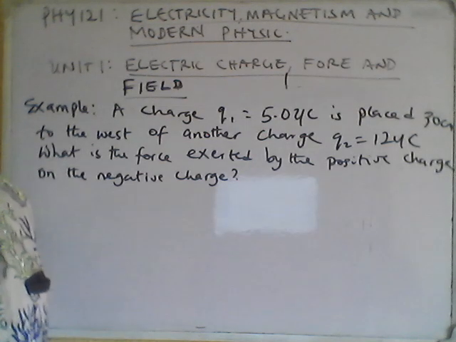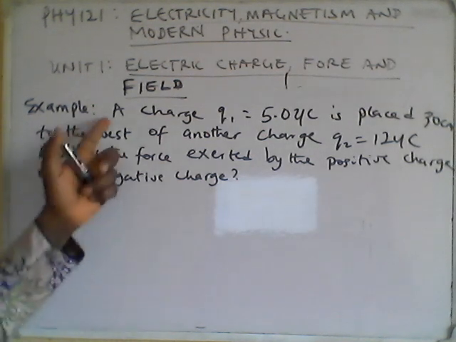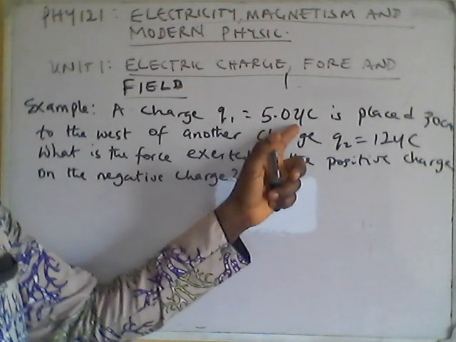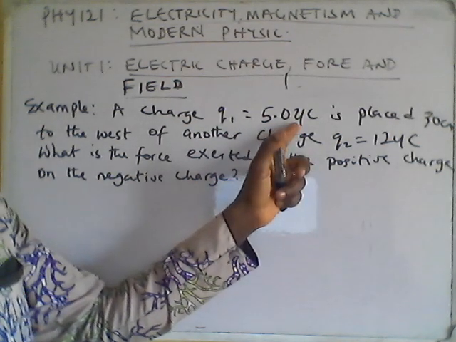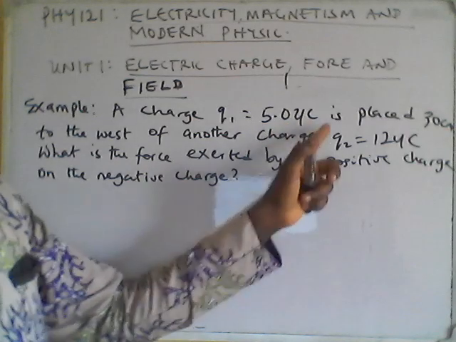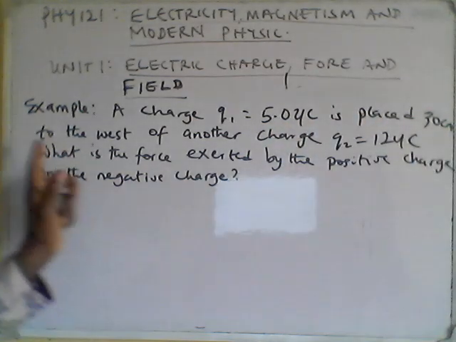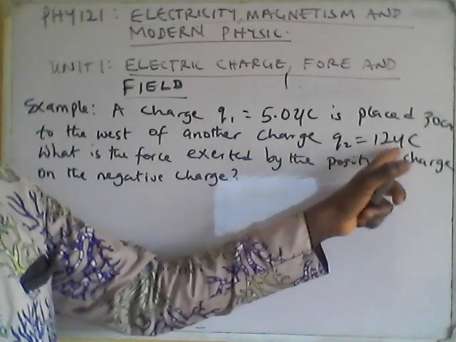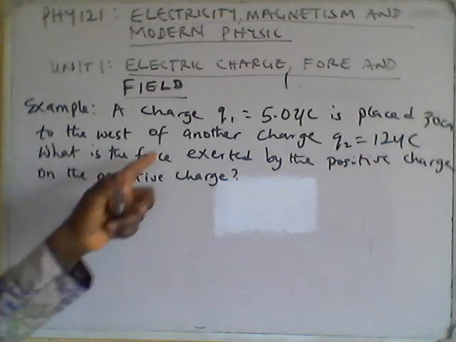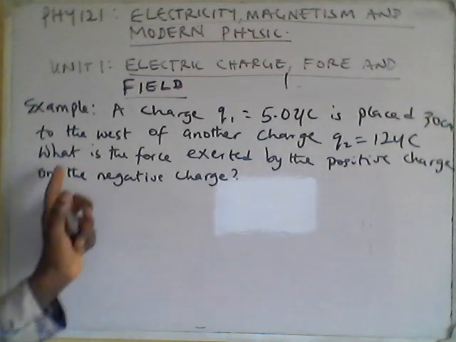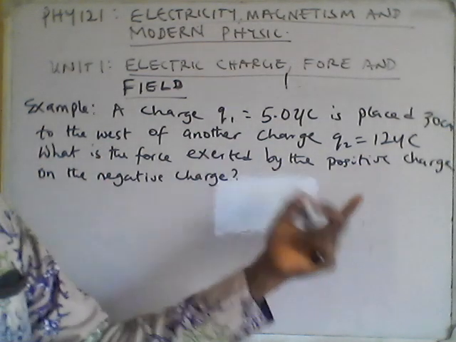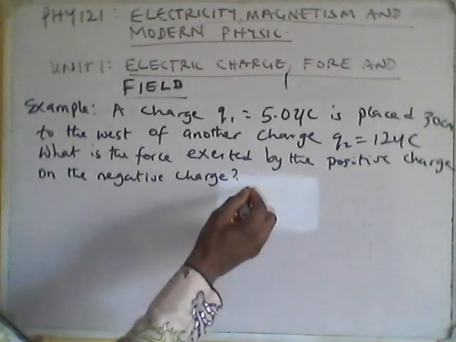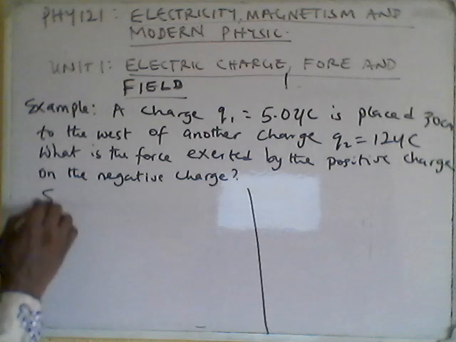Okay, I have an example on the board. It says a charge Q1 is equal to 5.0 microcoulomb. This U here is micro Coulomb. It is placed 30 cm to the west of another charge Q2, which is 12 microcoulomb. What is the force exerted by the positive charge on the negative charge? So this kind of force is attraction because positive and negative are interacting. Okay, so solution.